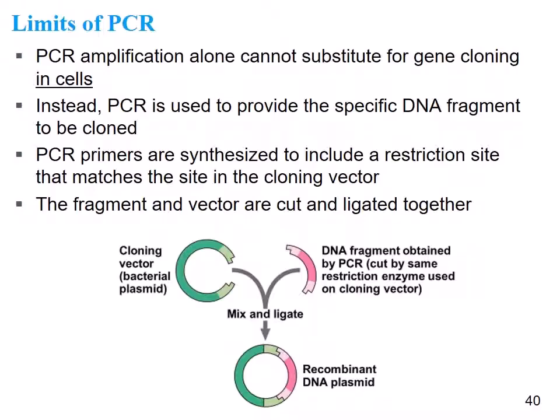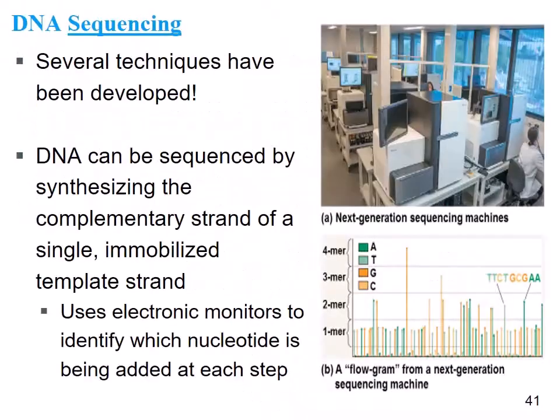However, PCR is great to use to provide specific DNA fragments to be cloned. And PCR primers are synthesized to include a restriction site that matches the site in the cloning vector, and then the fragment and the vector can be cut and ligated, or cut and stuck together. And so we get that recombinant DNA plasmid that can then be inserted into a bacterial cell.